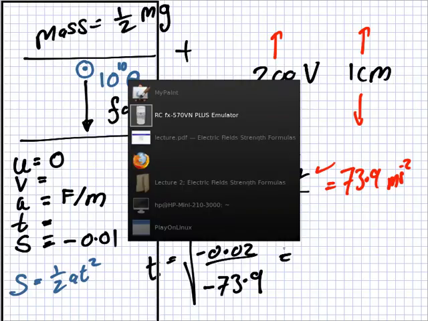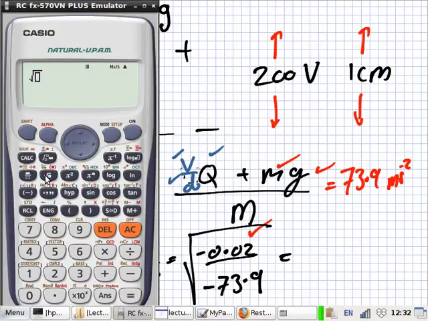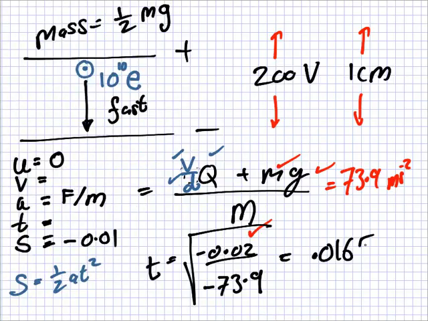Okay. 0.0165. 0.0165 of a second. So it falls down. Messy, but not too hard.